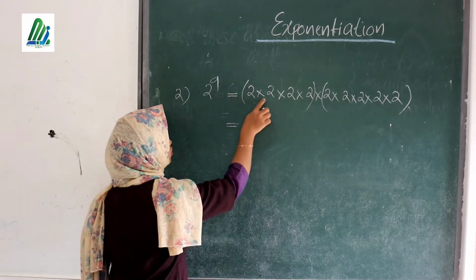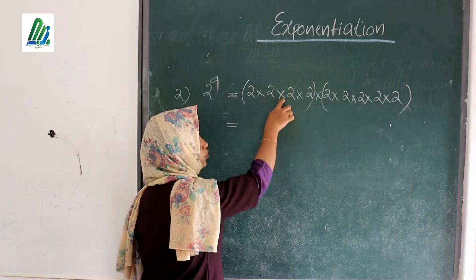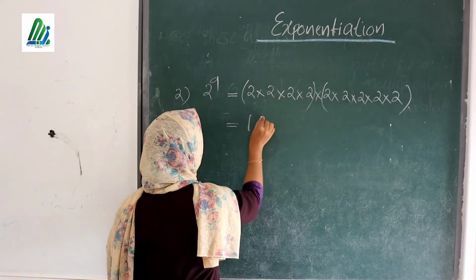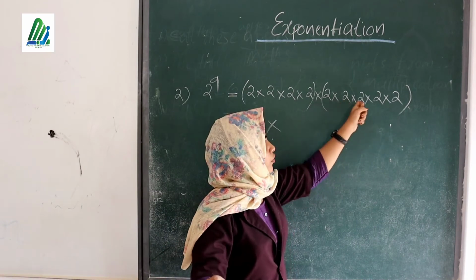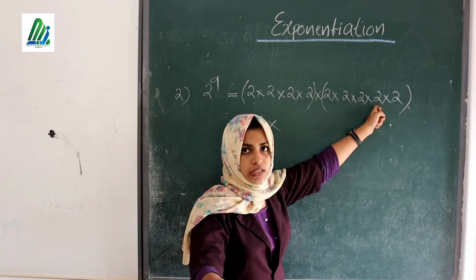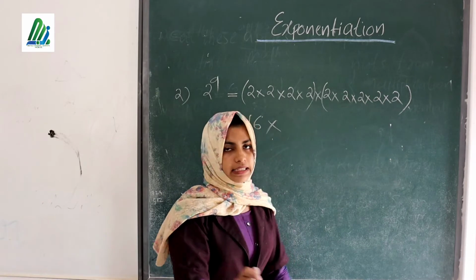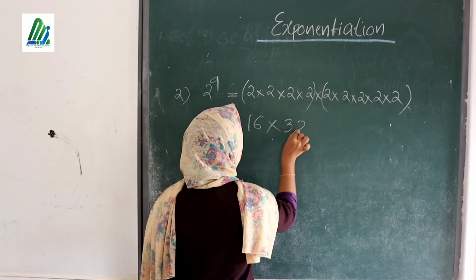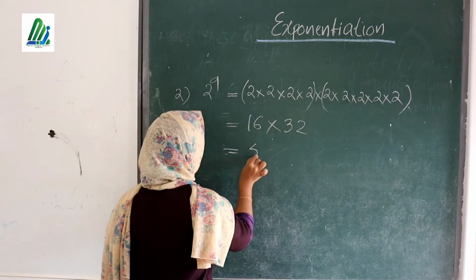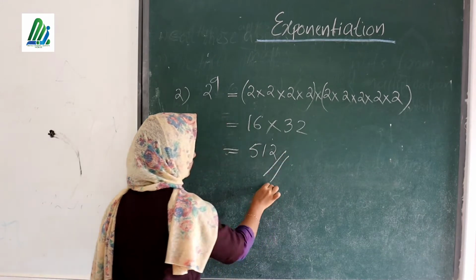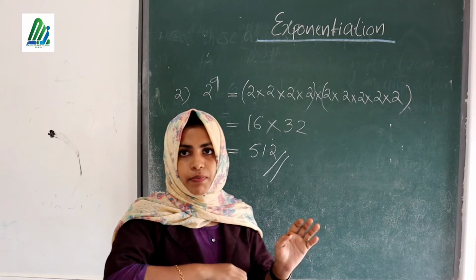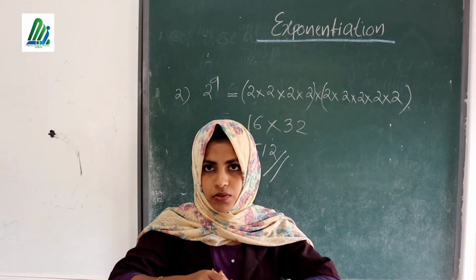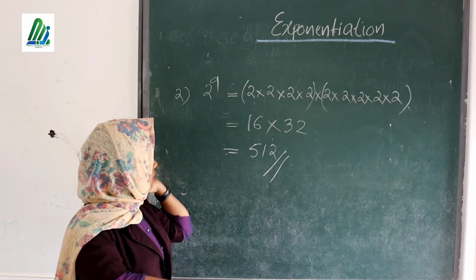And what is 2 into 2? 4. Now 4 into 2, 8. 8 into 2, 16. And here 2 into 2, 4. 4 into 2, 8. 8 into 2, 16. And 16 into 2, 32. So 16 into 32, we get 512. It's the easiest method for finding powers.